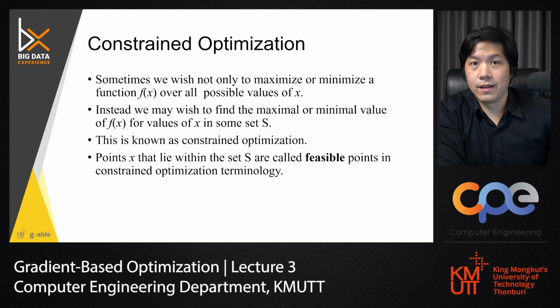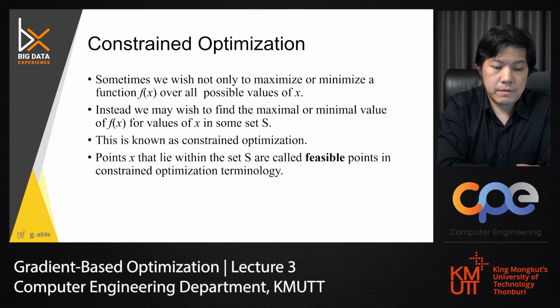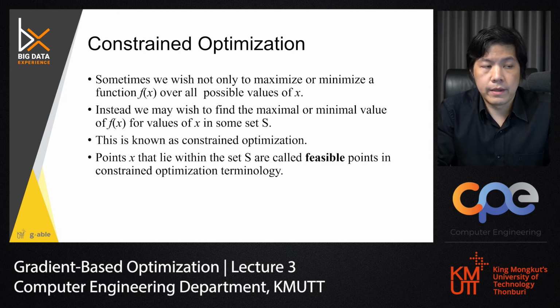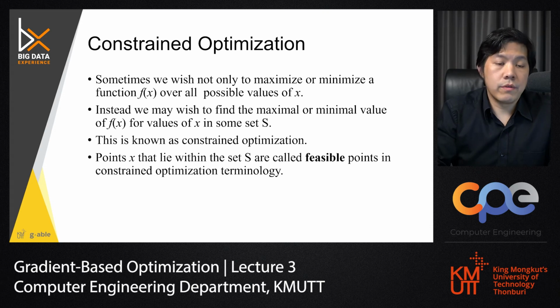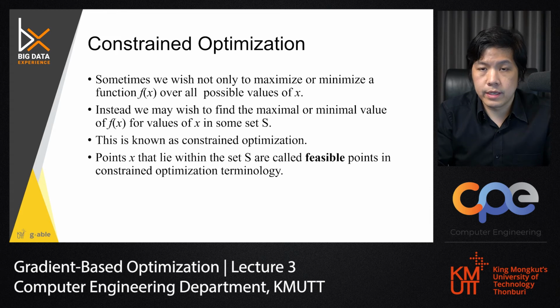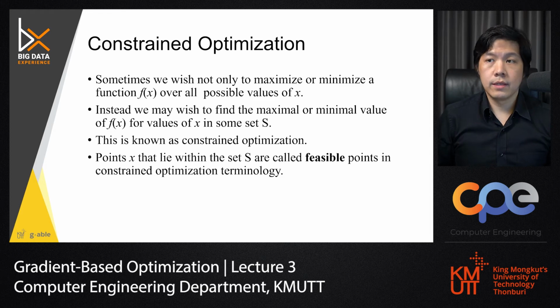Okay, let's continue. Before the break, we learned about gradient descent and how it can be used to optimize for the best parameters for logistic regression. Now we will talk about a modification of gradient descent, which allows you to have different behavior of the optimization. Let's start with constraint optimization.